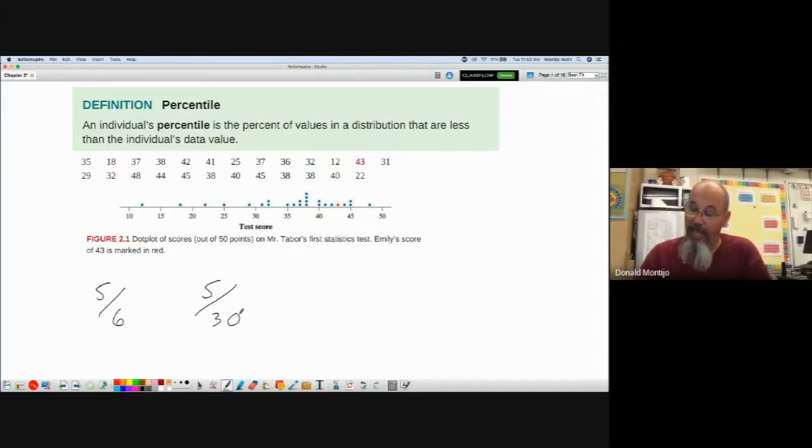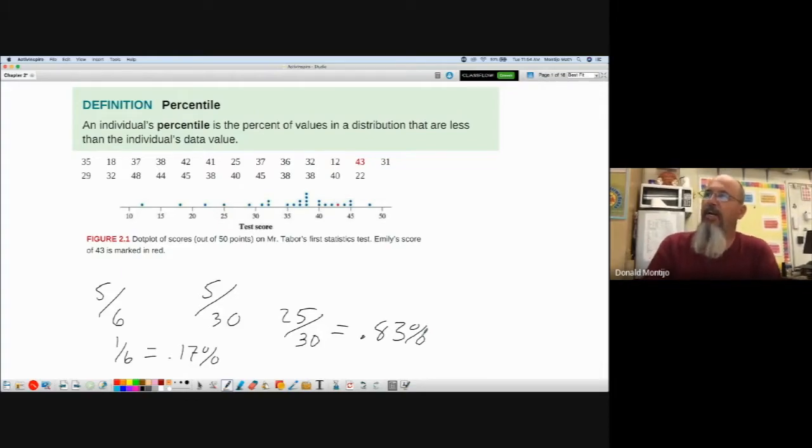An individual's percentile is the percent of the values in the distribution that are less than yours. If I had the fifth highest score, there was one less than mine. So my percentile would be roughly 17%. Now, if yours was fifth out of 30, there were 25 students less than you. So you were roughly the 83rd percentile. So percentile is where do you stand relative to everybody in your distribution?